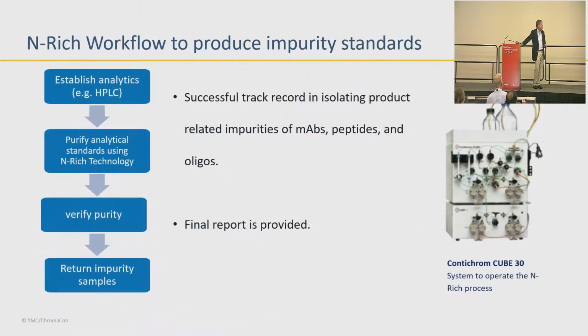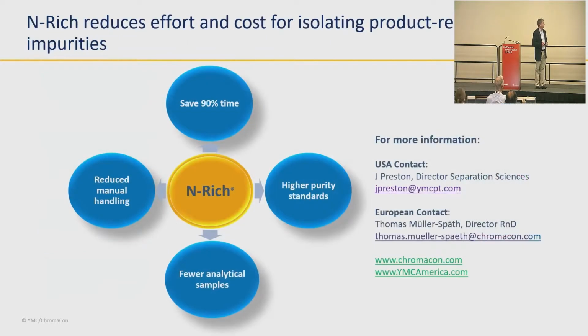Pretty fast turnaround times. The overall workflow is to establish the analytics, and that's actually one of the key parts. If you have good analytical work, that makes the enrich isolation much easier. If it's marginally worked out, it makes it a little more difficult and takes a little more time and effort. Then we'll purify the standards with the enrich, verify them by an analytical system, and return the samples to people with a report.